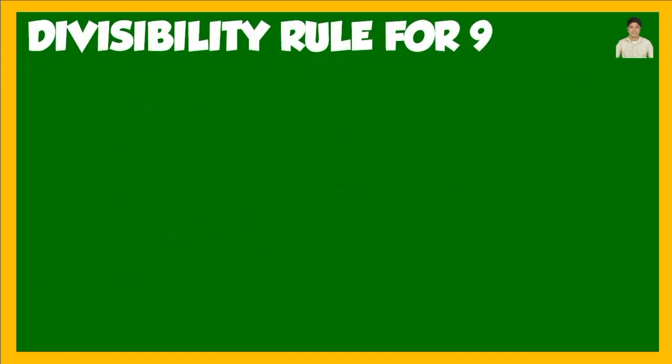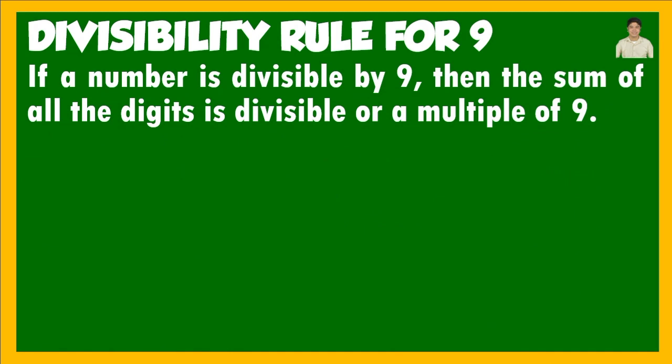So let us have the last rule for this video lesson. So the divisibility rule for 9. So if a number is divisible by 9, then the sum of all the digits is divisible or a multiple of 9. Okay, so ayan. Kagaya rin ng divisibility rule for 3. Ina-add natin yung mga digits ng given number.